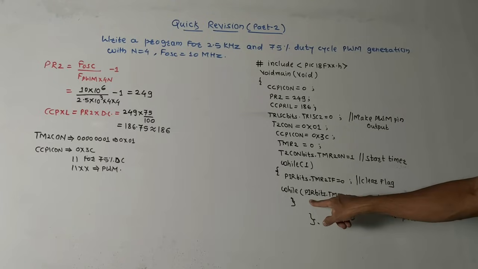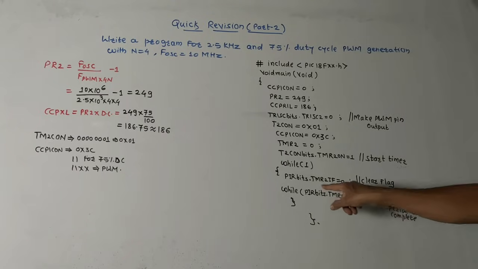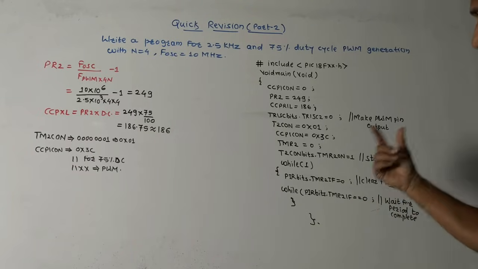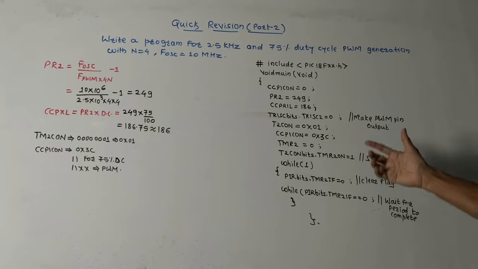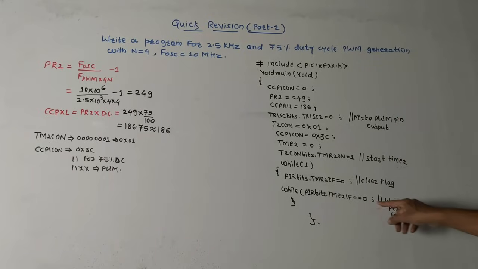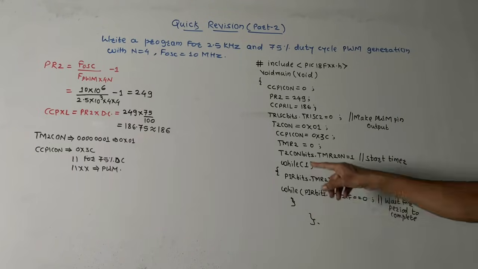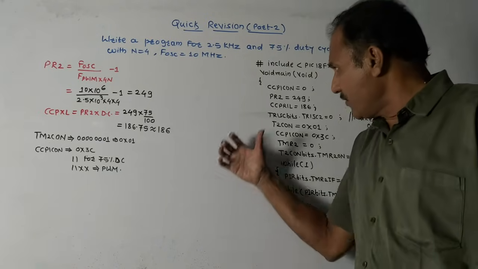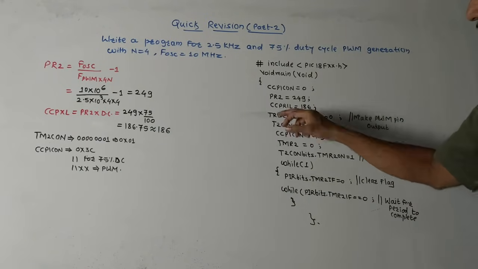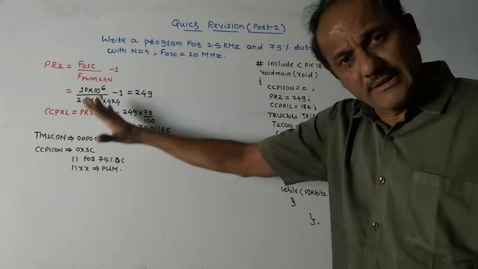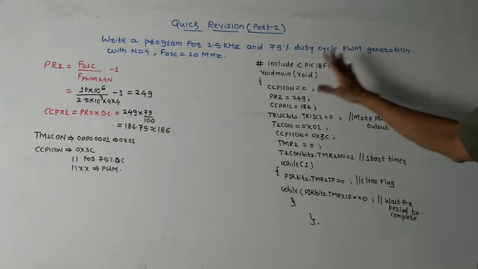Then we are using while. While this PIRbits.TMR2IF flag is 0, that means we need to wait for this much time period to complete. This time period will be decided by the corresponding counter. So we wait for this time period to complete, and that is the end of the program. This program will generate the PWM waveform of frequency 2.5 kHz because accordingly we have done the calculations for the timers and so on.